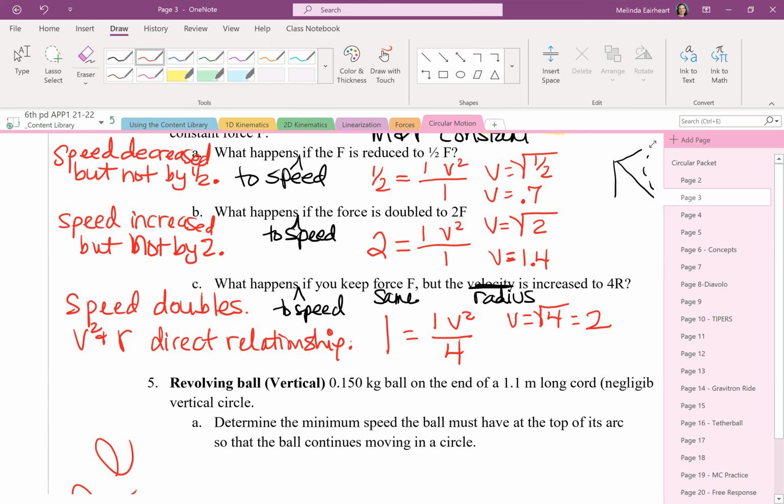Okay, questions on some concepts. Playing the proportion game. That was a horizontal circle. The only force working on the ball was center seeking tension. And so that's why I put it equal to F net C.